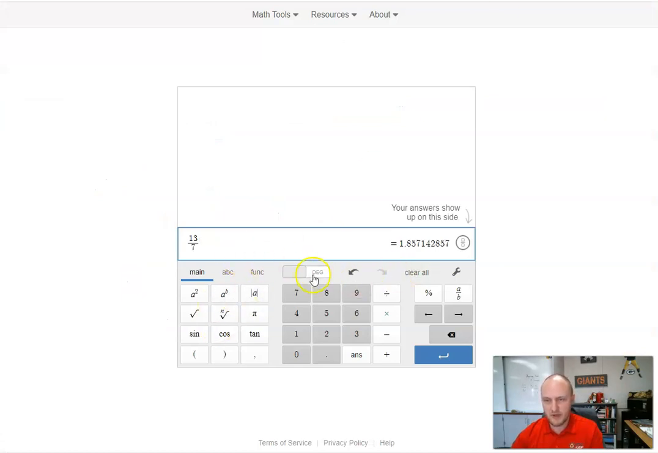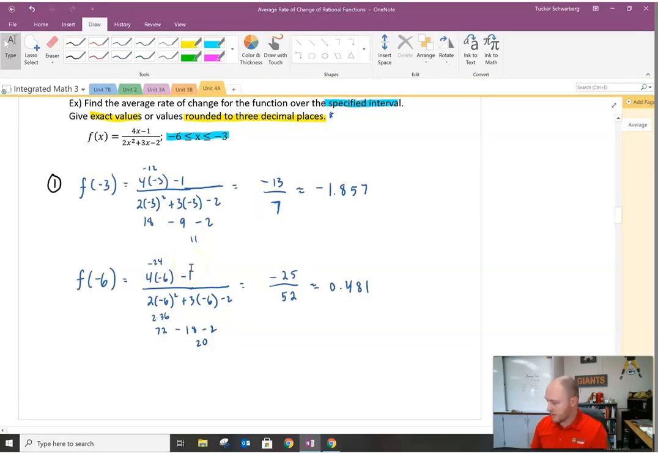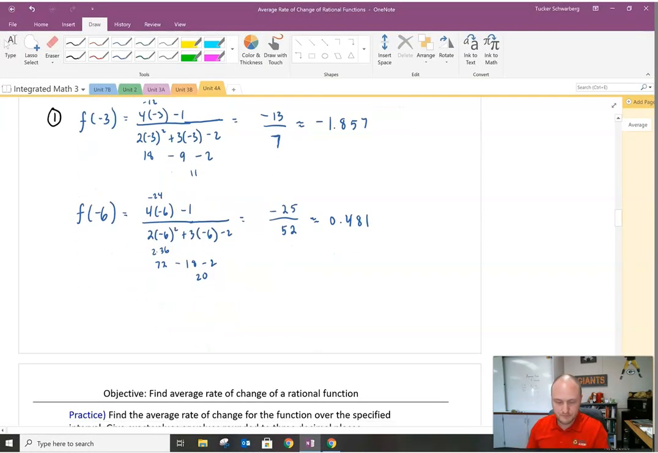Again, I'm going to go back. Let me clear all this. 25 divided by 52. And it looks like it is approximately 0.481, right? If I'm going to round to this place, I need to look here. 5 or more up the score, 4 or less, let it rest. So 0.481. Okay, so those are my values.